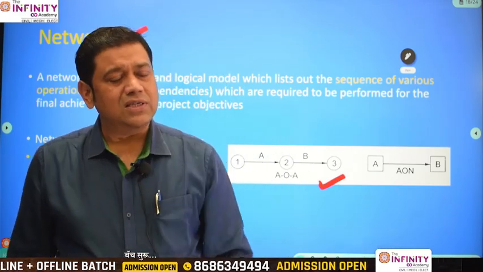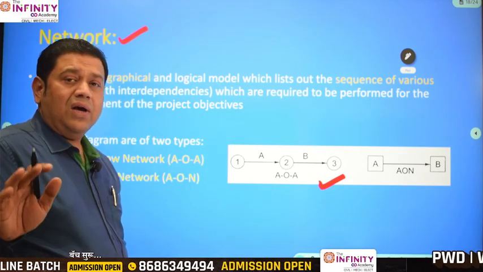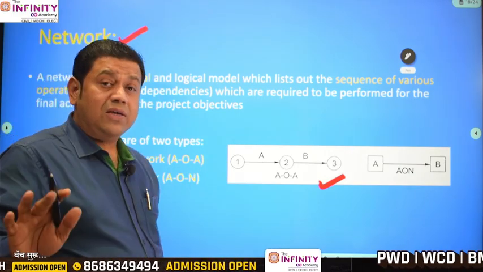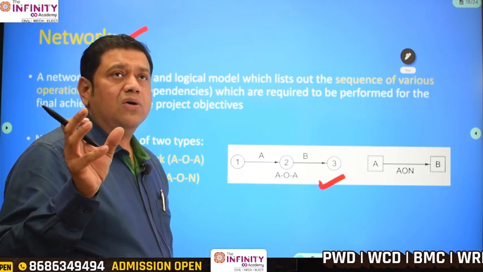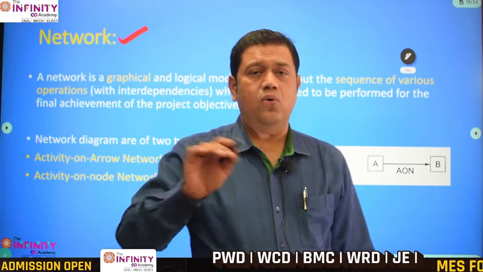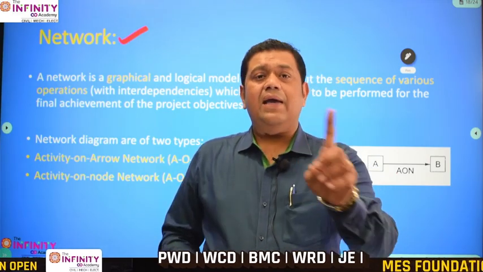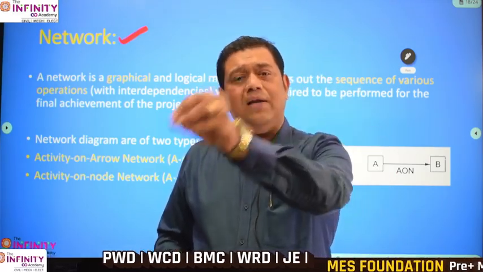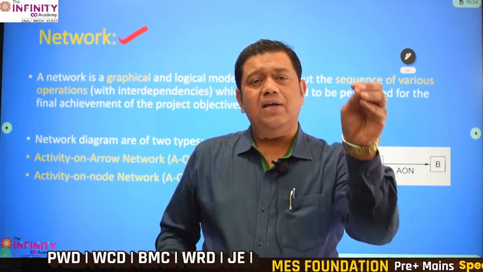We are going to look at this in a while, but are you guys with me? There has been a PYQ, just a simple question asking what you mean by AOA, what you mean by AON. So please remember, AON is activity on node, AOA is activity on arrow.